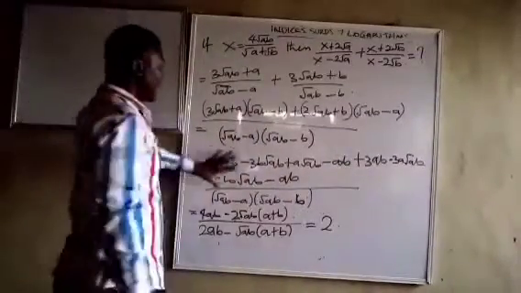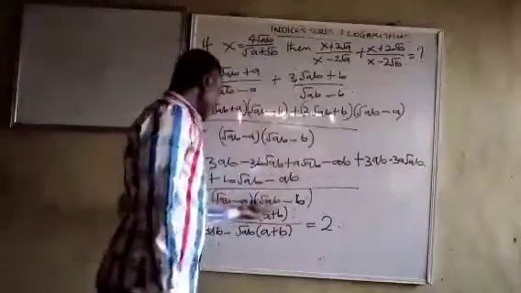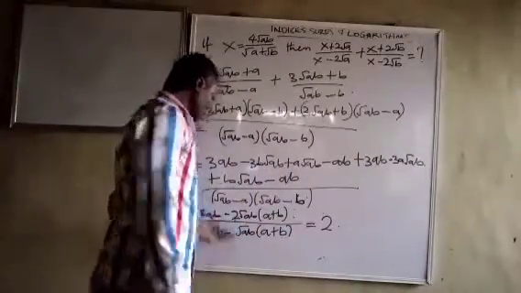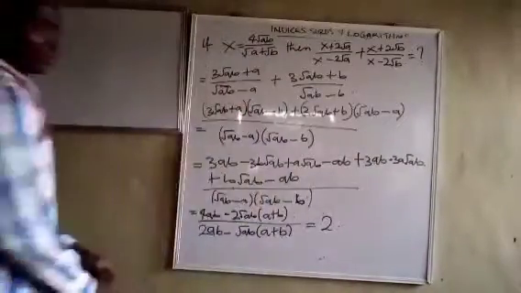So later on, I gathered like terms and I expanded the denominator. So on expansion of the denominator, this is what I got. Dividing through, the answer is 2.